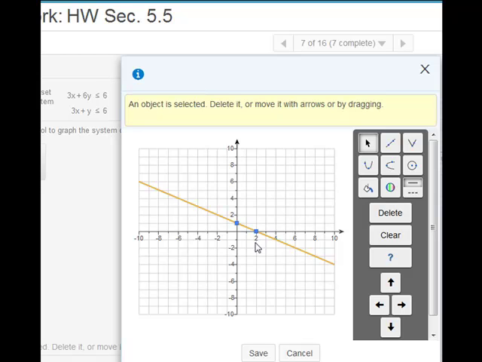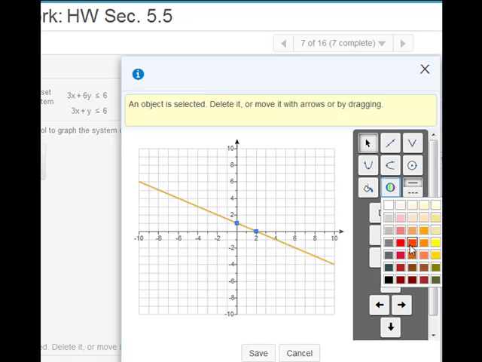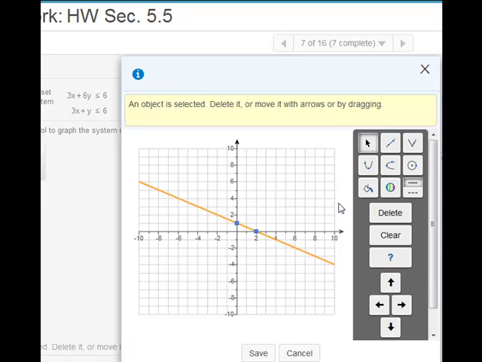Now I'm going to do another line, and I'm going to switch and make this one a different color. Right, it will also be solid, and I have the line tool. And for this one, my y-intercept is 6.